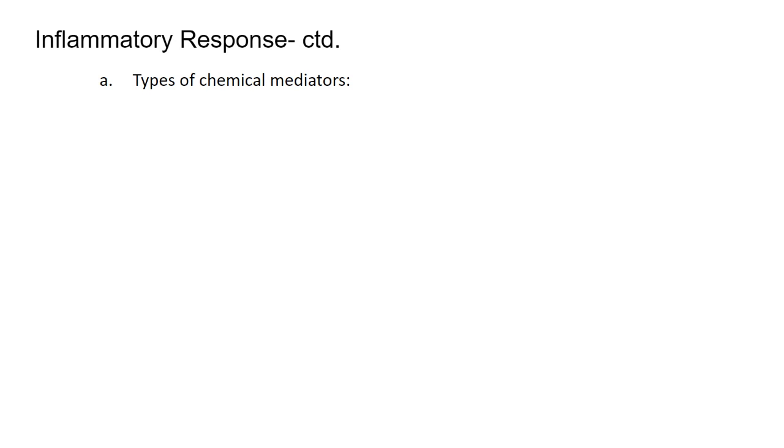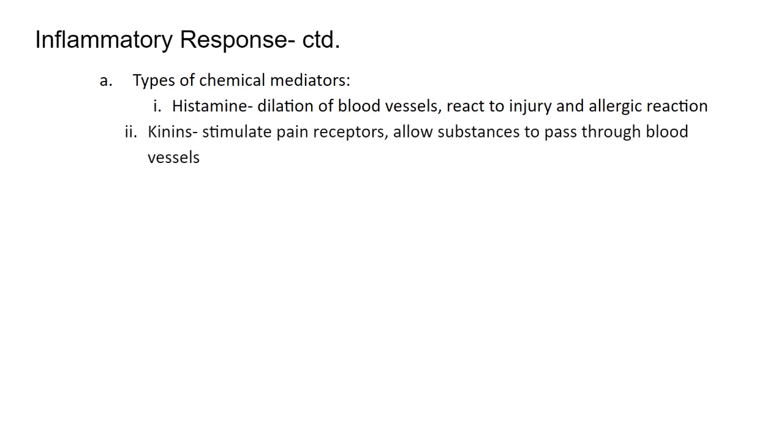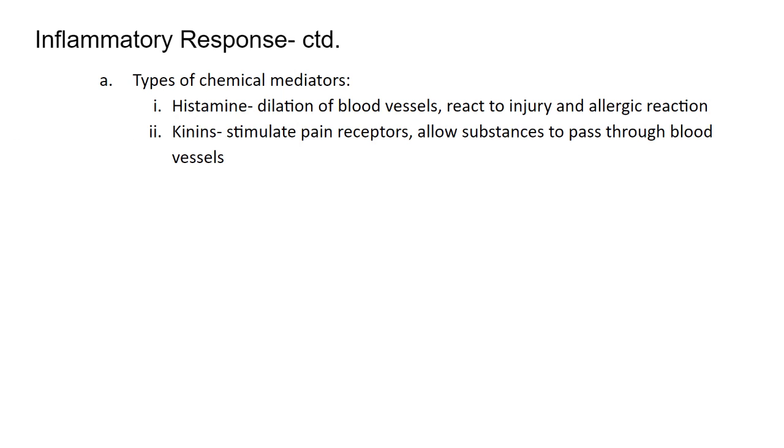So what are the types of chemical mediators? So we're going to see a lot of weird words here, so bear with me. First one is histamine. Remember, these are produced by the mast cells that we talked about earlier in the unit. This allows the dilation of blood vessels and reacts to the injury and allergic inflammation.